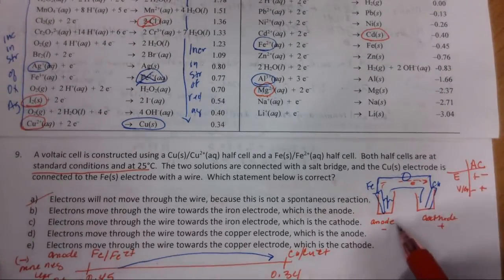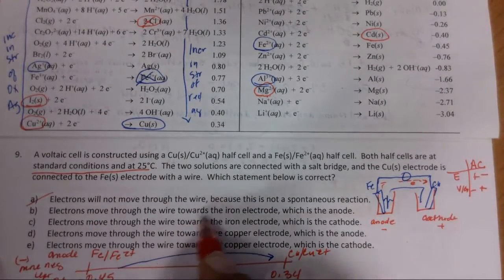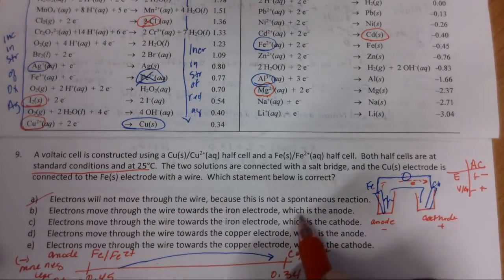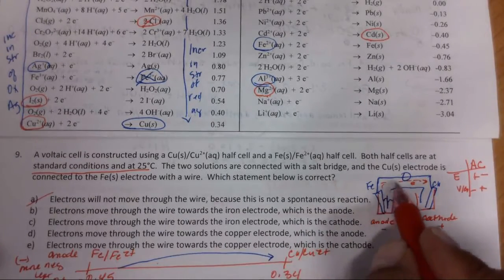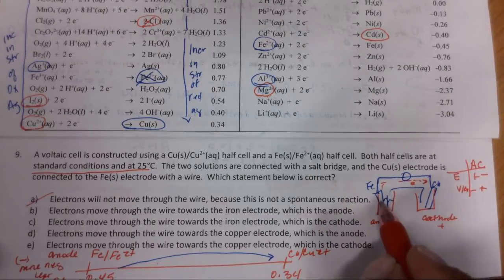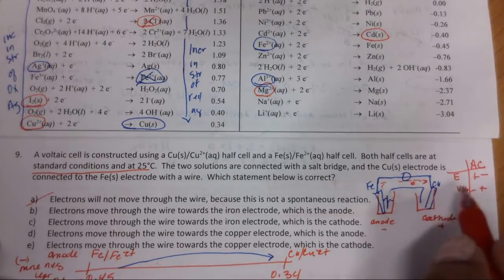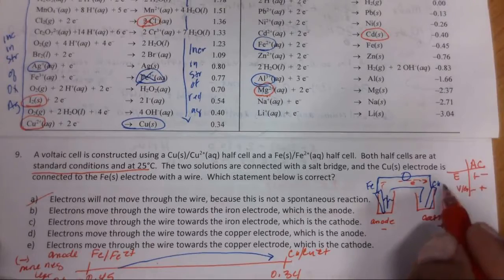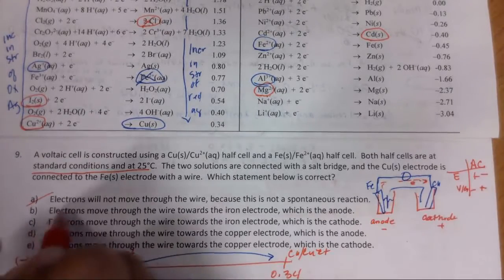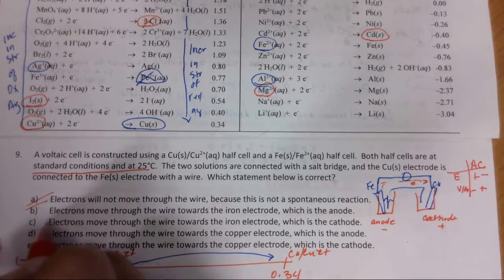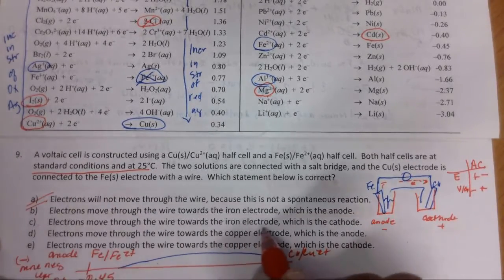So it says electrons move through the wire towards the iron. No, they don't move towards the iron, they move away, right? They're going to move towards the cathode because they're building up and repelling one another, the electrons here, and that's what's pushing them out to move towards the cathode, which is copper, right? So that's out.